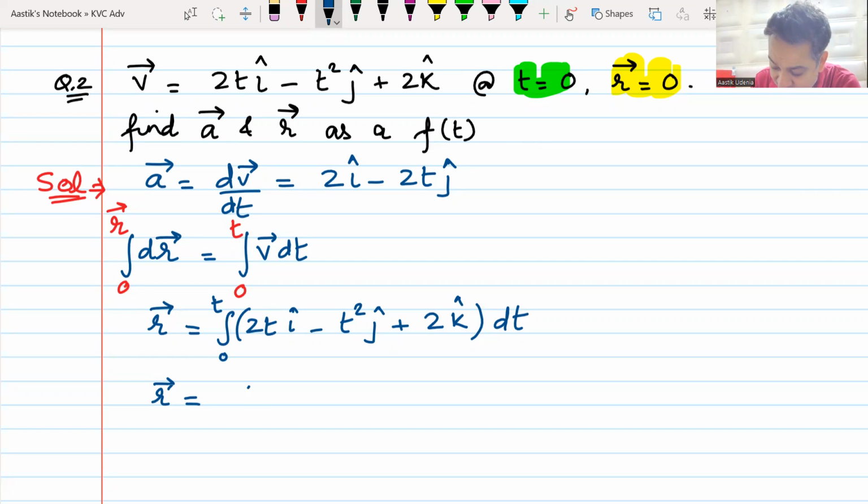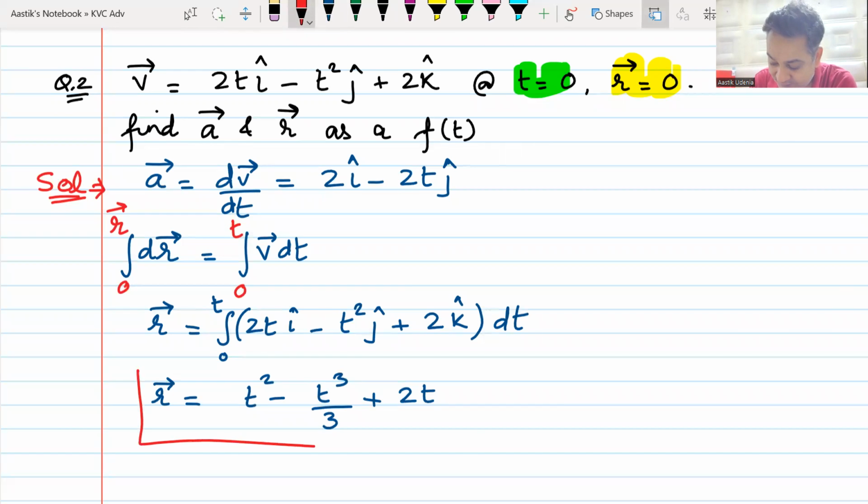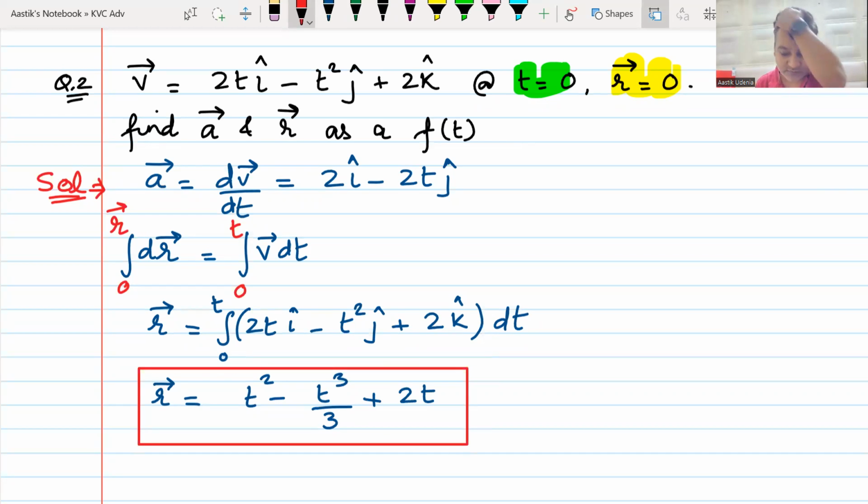I think the answer that you will get would be t square i minus t cube by 3 j plus 2t k. After integration, this is the answer that you should get. And this is the position of the particle as a function of time. Do we understand this? Yes or no? Yes, sir. Everyone got this answer? Yes or no? Yes, sir.